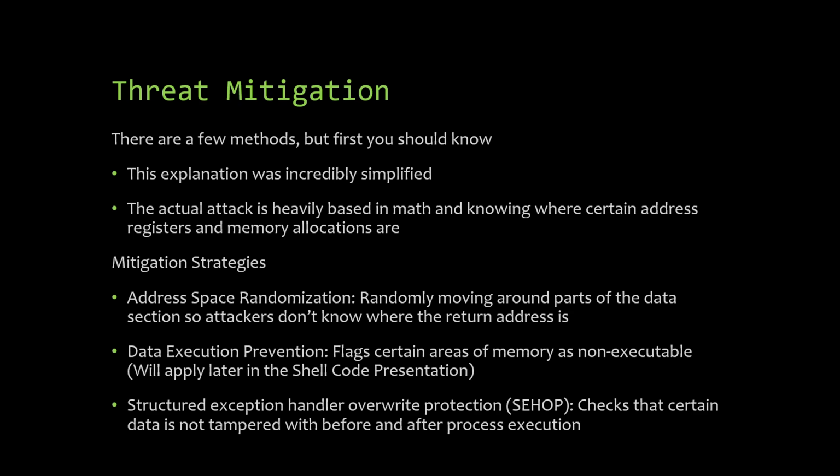For the mitigation strategies, you have address space randomization. This basically means randomly moving around parts of the data section so the attacker can't know where that return address is. They can't know where the text is to upload what else they need to. Next, you have data execution prevention. This flags certain areas of the memory as non-executable. It doesn't really apply here, but it'll come in the shellcode presentation because remember, overflow attacks are an injection. They're supposed to be paired with something like shellcode.